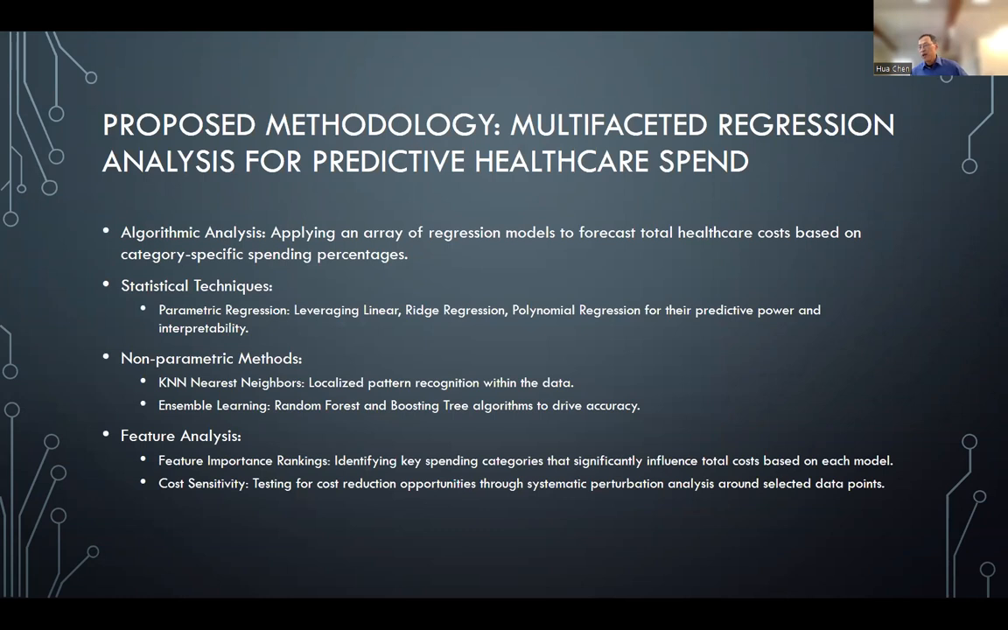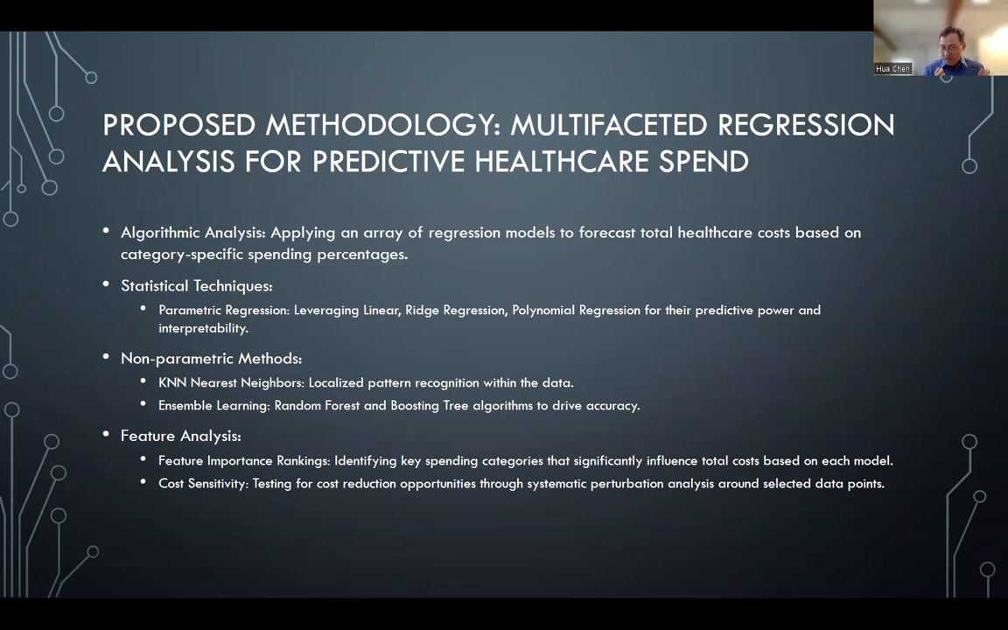All right, so my proposed way of analyzing this data set: I'm going to be taking a look at statistical techniques, specifically ridge regression, linear regression, and polynomial regression. Those are known to be more interpretable, especially for overall gestalt. Secondly, I'm going to be taking a look at non-parametric methods that are able to handle nonlinearities, specifically the KNN nearest neighbors algorithm, and then moving into the more advanced machine learning algorithms, such as ensemble learning, random forest, and the boosting tree algorithms, specifically XGBoost, well known for its performance in some of these aspects.